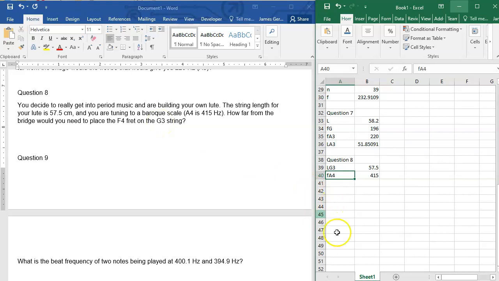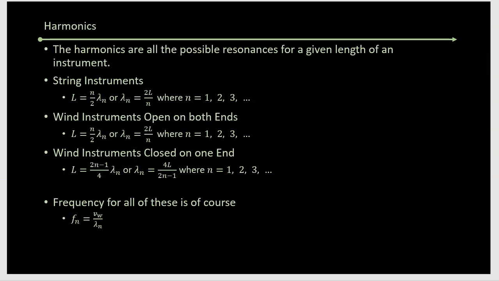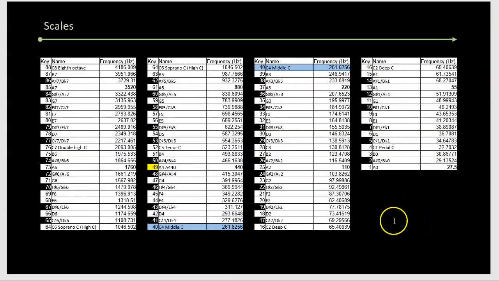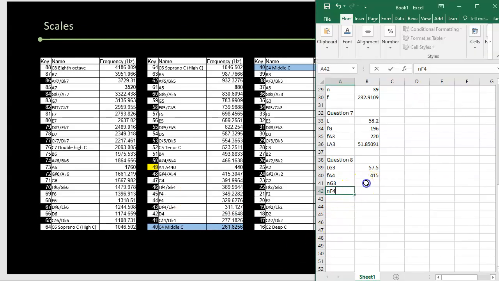All right, so first, what is the key number for G3? What is the key number for F4? Because if we go to our chart, here we go. G3 is 35. F4 is 45. All right, so let's go back to our problem. G3 is 35, F4 is 45. So now we know the key numbers for both of those.